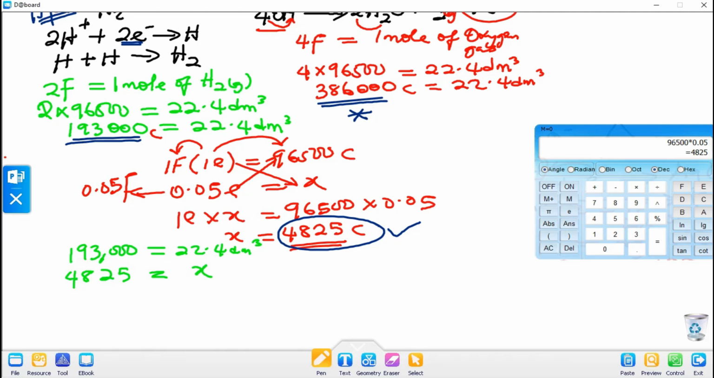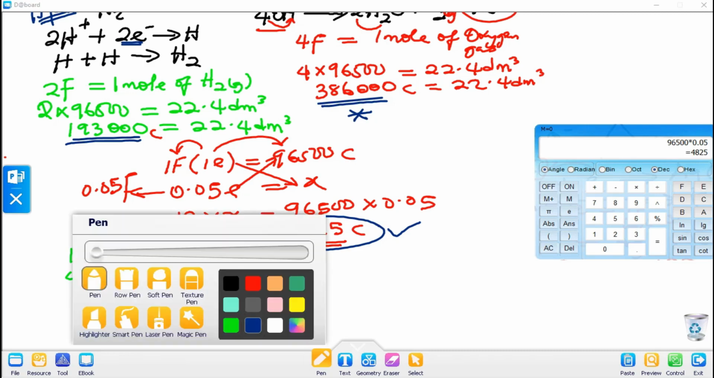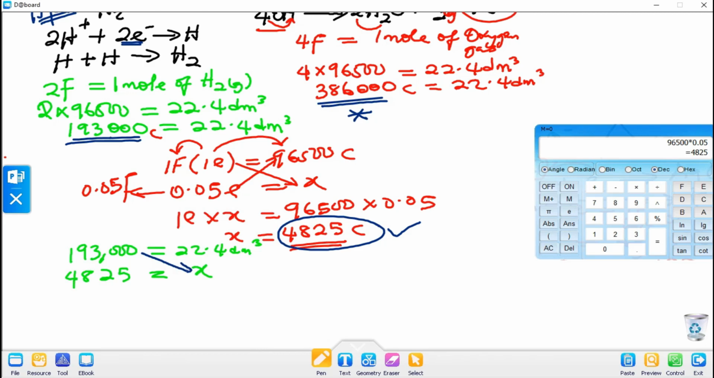So by the time we cross multiply, we're going to have 193,000 times x and 4,825 times 22.4. So when we do that, 193,000 times x will give us 193,000 x equal to 22.4 times 4825. So let's do that. 22.4 times 4825 gives us 108080.